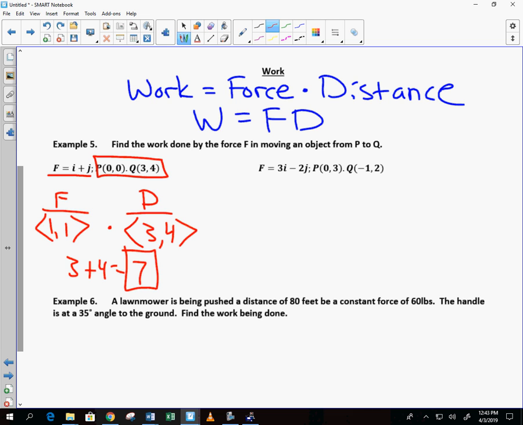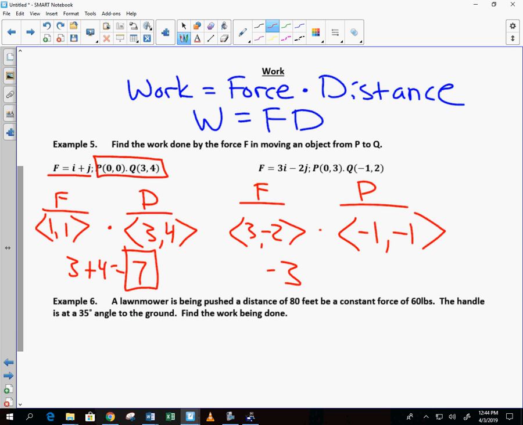Cool, huh? Not too difficult. Next one, what's my force vector? And what is my distance vector? If you're moving it from P to Q, then you take the Q values minus the P values. So negative 1 minus 0 is negative 1, and 2 minus 3 is negative 1. So we have 3 times negative 1 is negative 3, and negative 2 times negative 1 is 2. And add those together, and we get negative 1.